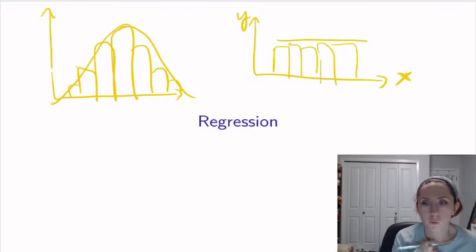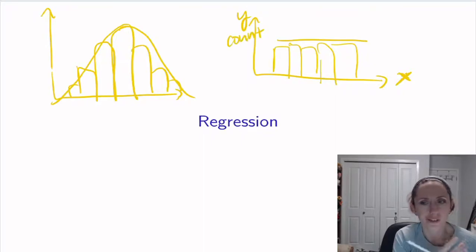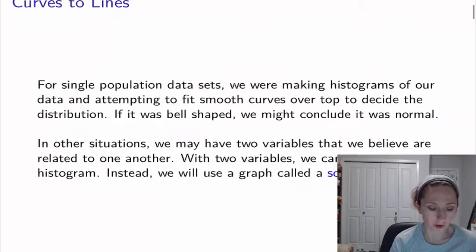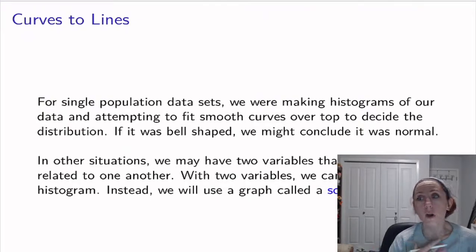But what happens when I actually have a literal y variable? Here we're letting y take care of our count, and it's not its own random variable. What if it actually is a variable in its own right, and I want to look at the relationship between my y and a new x? So this is our idea of going from curve to line. Instead of having a histogram and trying to fit a smooth curve over it, we're going to look at a situation where we have two variables and we're trying to decide how they are related to one another. Knowing what I know about x, what does this tell me about the likely value of y?